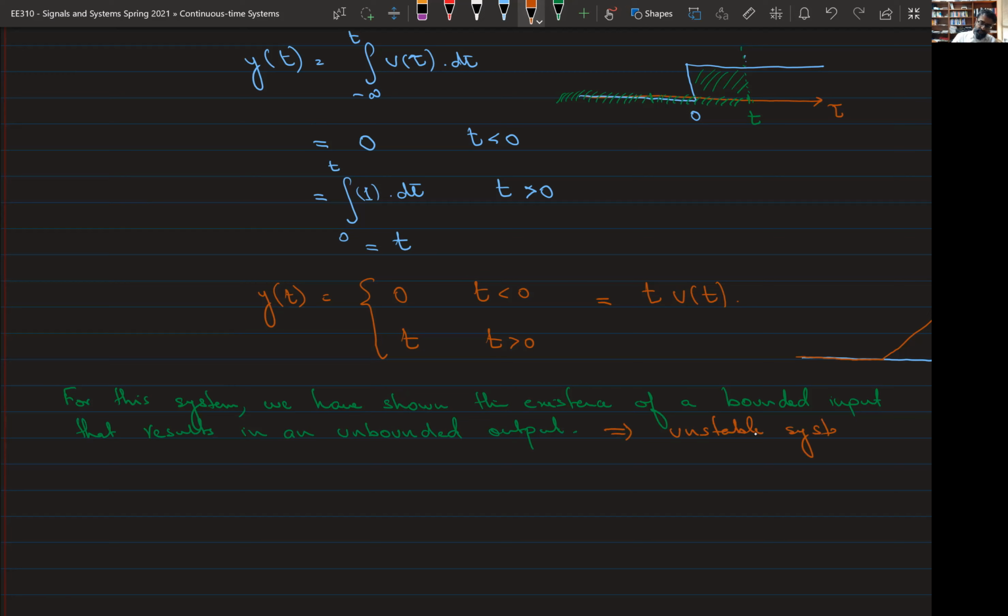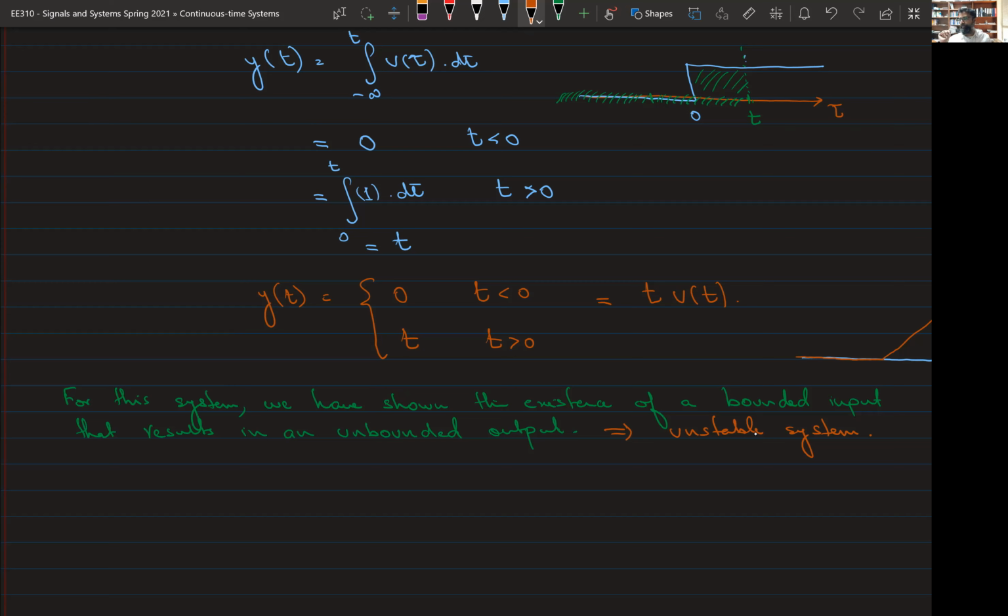Mind you, all it takes is just one bounded input resulting in an unbounded output, and that's enough to show that the system is unstable. Because there will exist many other bounded inputs which may still result in a bounded output. Can you think of some bounded input which will still result in a bounded output? Can somebody think of that?